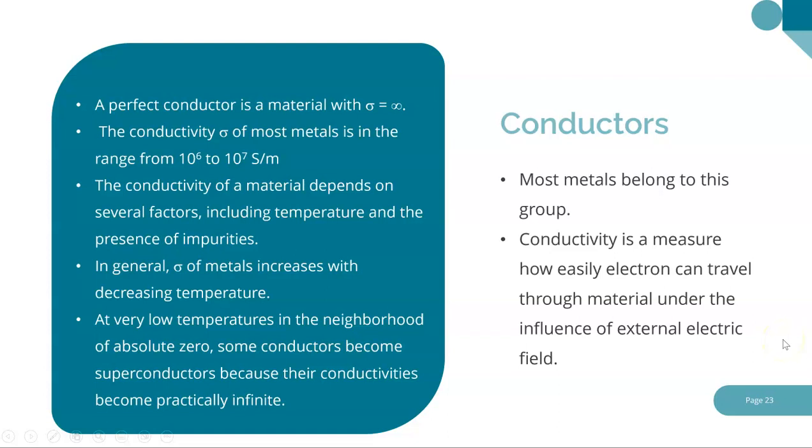Conductivity is a measure of how easily electrons can travel through a material under the influence of an external electric field, E external. A perfect conductor is a material with conductivity equal to infinity. This is the most ideal situation. The conductivity of most metals is in the range from 10 to the power of 6 to 10 to the power of 7 Siemens per meter. Conductivity of a material depends on several factors, which include temperature and the presence of impurities.